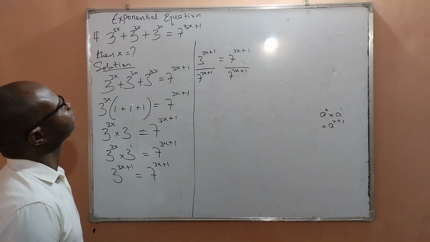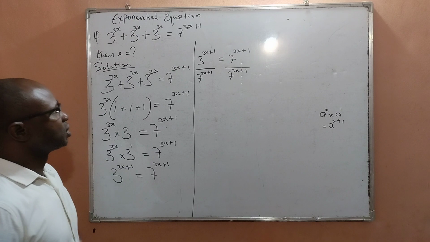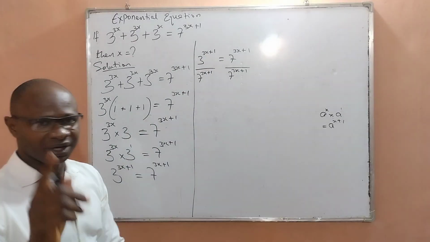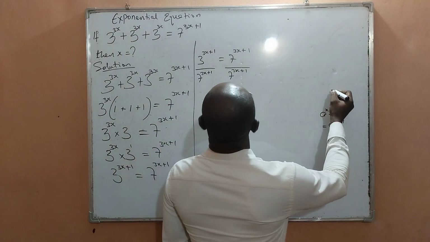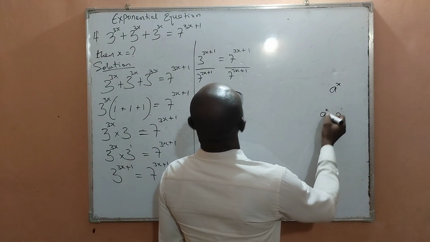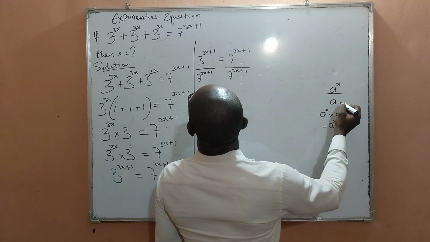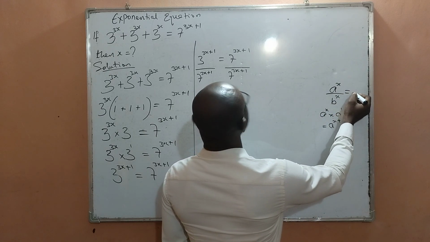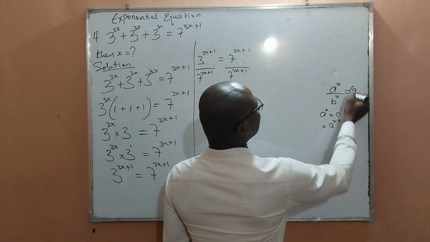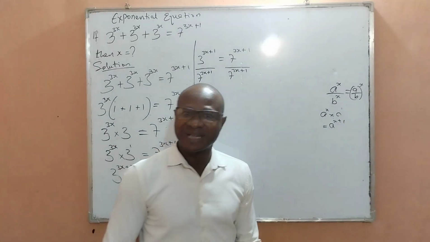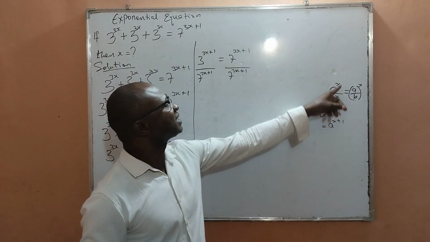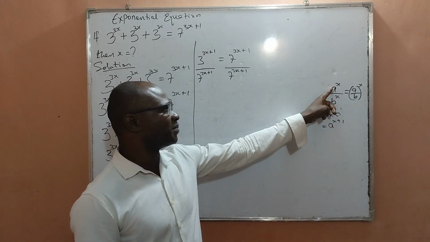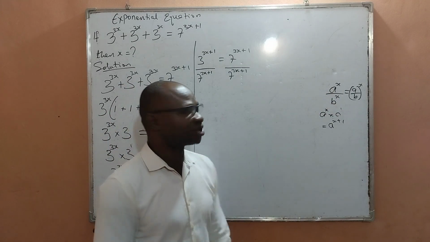Look at what I have on the left hand side. The powers are the same. In indices, if I have a raised to the power x all over b raised to the power x, it is going to be a all over b all to the power of x. What does that mean? That when the powers are the same, you can use one common power for both the numerator and the denominator and put it as a fraction.